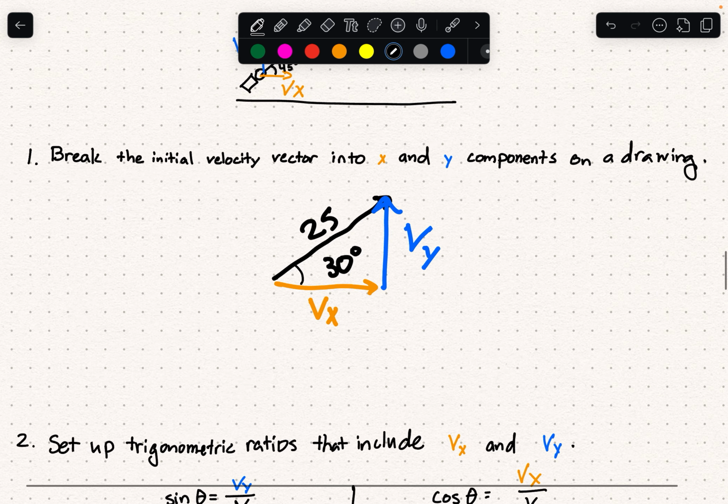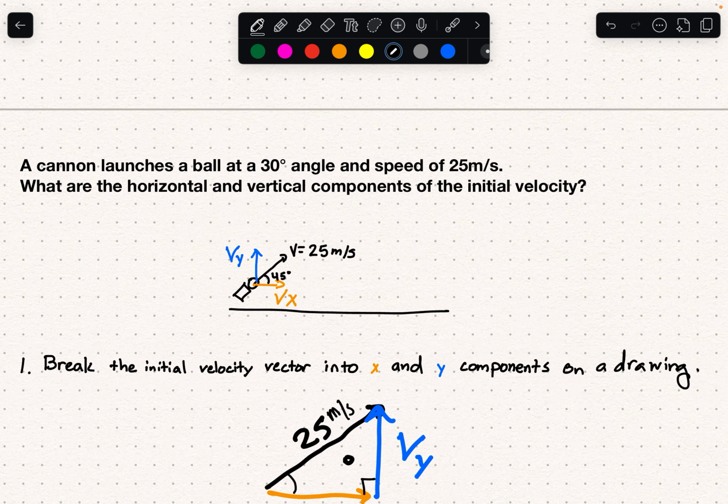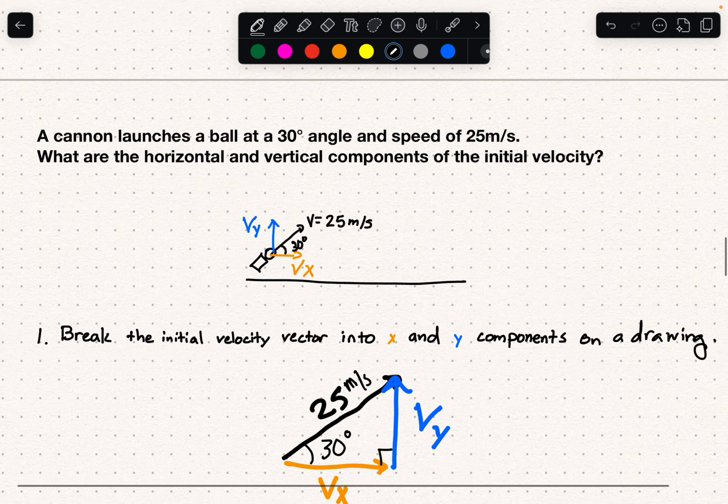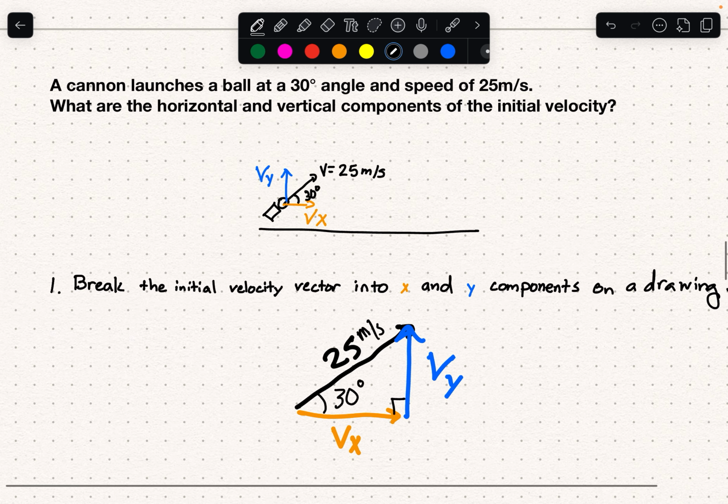It's a two-step process. The first being break the initial velocity vector into x and y components on a drawing. So I've redrawn it where 25 meters per second is the hypotenuse of a right triangle. My bad, why did I say 45 here? This is 30. Sorry. Anyhow, 30 degrees. So there's my triangle as given in the problem statement. Make sure I didn't screw anything up again.